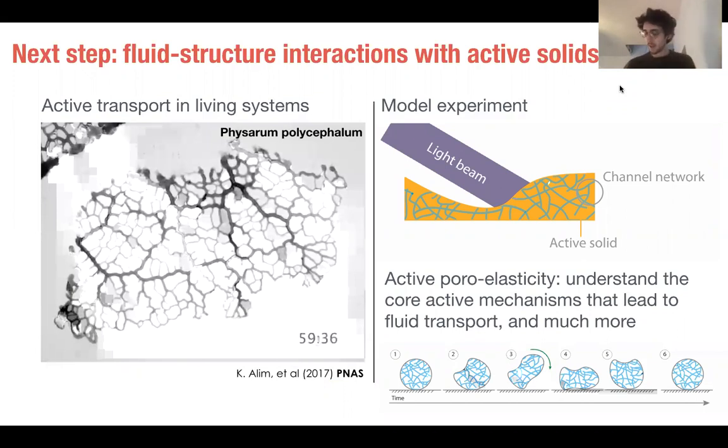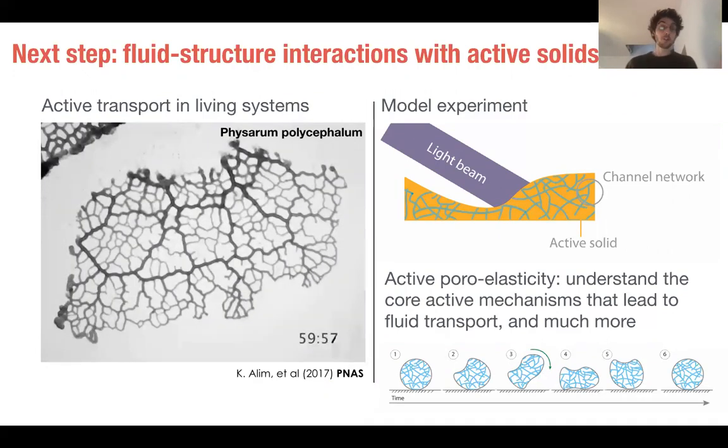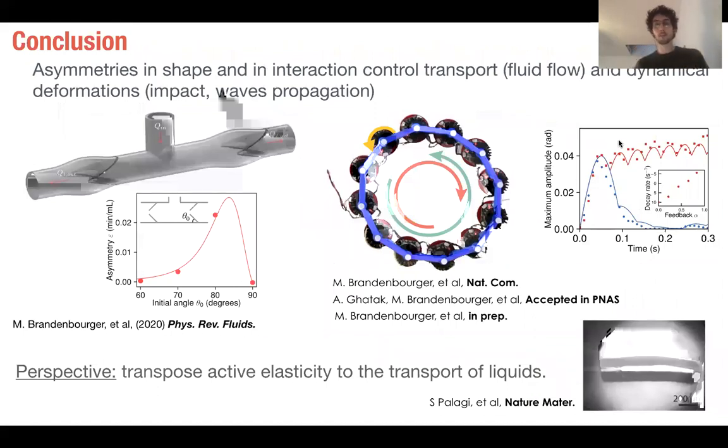And so with that, I'd like to conclude this talk. During the past few slides, I've been describing how asymmetries in shape, but also asymmetries generated by the activity itself, are able to generate transport and dynamical deformations. And of course, one of the main inspirations that I had was this lymphatic system that we are still far away from perfectly understanding. And one big step forward that we did is to better describe via model experiments how active solids would behave.